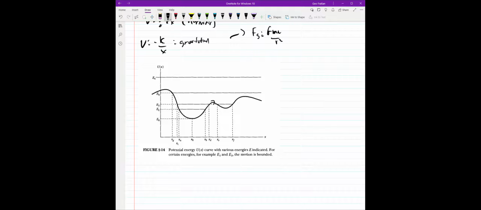A particle with energy barely above E naught will oscillate about the point x equal to x naught. So here's E naught, in other words, our base energy of the system. If you're stuck here, you can imagine a skateboarder going up and down like this, and so forth for the other ones as well, until you have enough energy to actually escape the well.